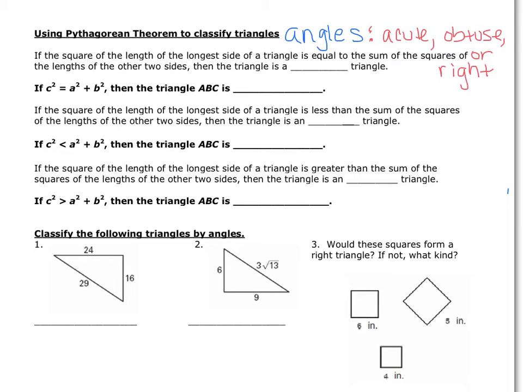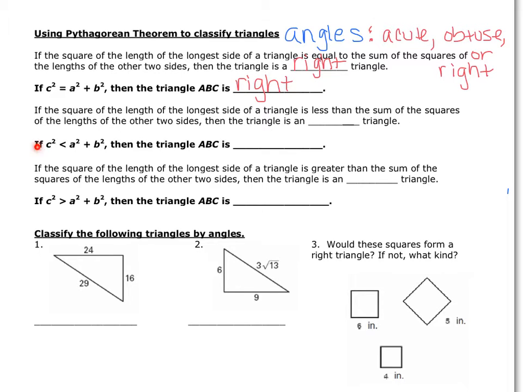So this is the way you use Pythagorean theorem. If the square of the length of the longest side of the triangle is equal to the sum of the squares of the lengths of the other two, then the triangle is a right triangle. So this is what all that says in just a conditional statement. If, when you square the hypotenuse, it is equal to the sum of the legs squared, then it's going to form a right triangle.